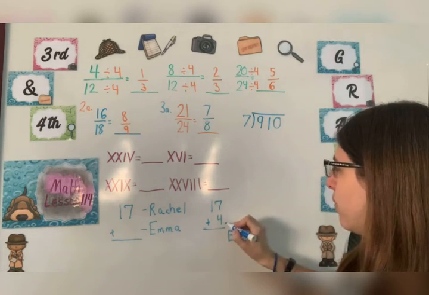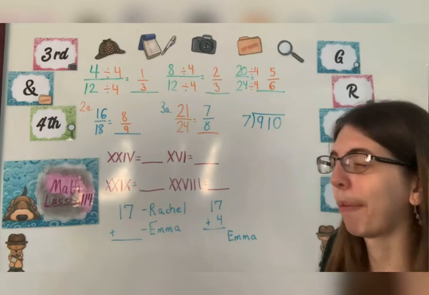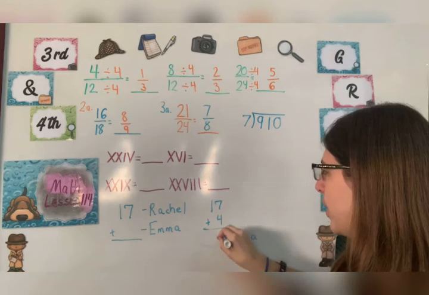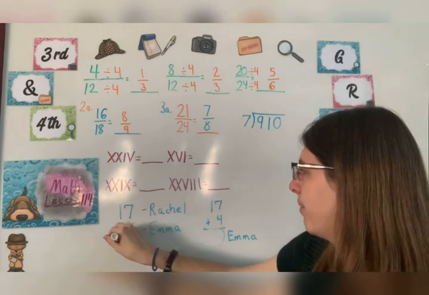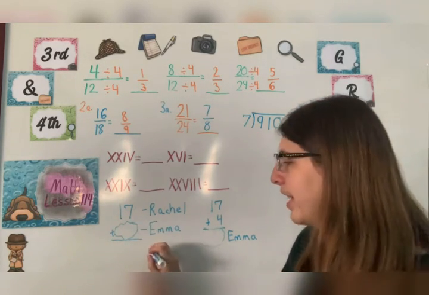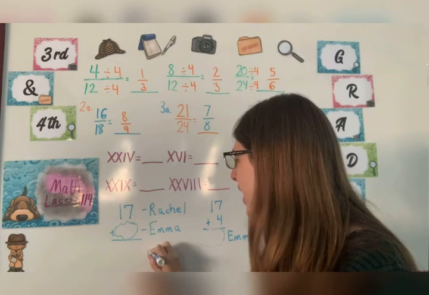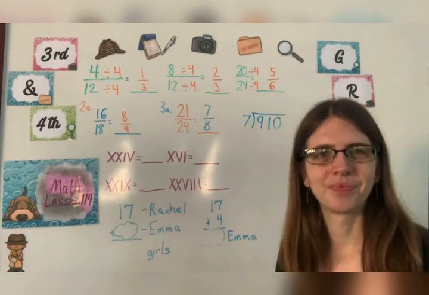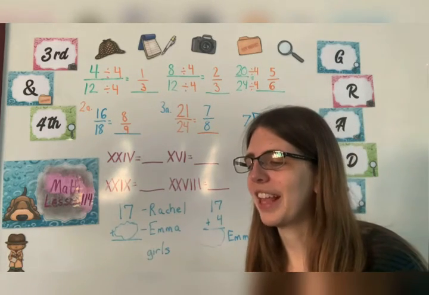So 7 plus 4, carry our 1, find that answer. When you have that answer, put it here. And to find the number of girls in both classes. Okay? All right, letter B.